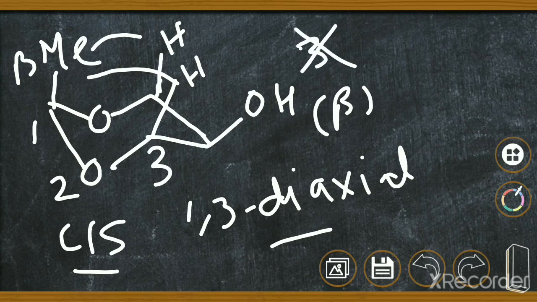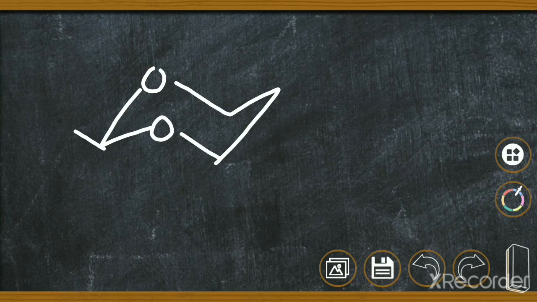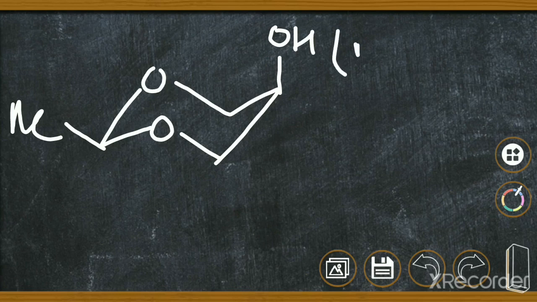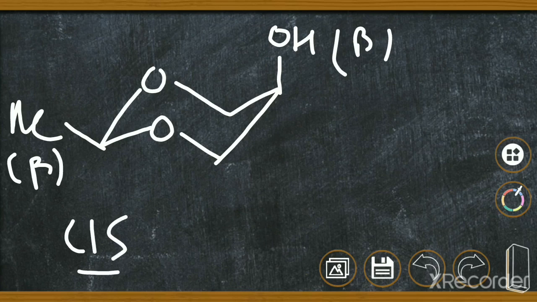So for getting our correct option, we have to flip this ring. If we flip this ring, then in that case we will get option number 1. So this option number 1 is this one. You can see here methyl is in the equatorial plane and this OH is in the axial plane, and here both are in the beta position. So both are beta bond means this is also a cis geometry, and our given compound is also cis geometry. So this is representing our given compound.